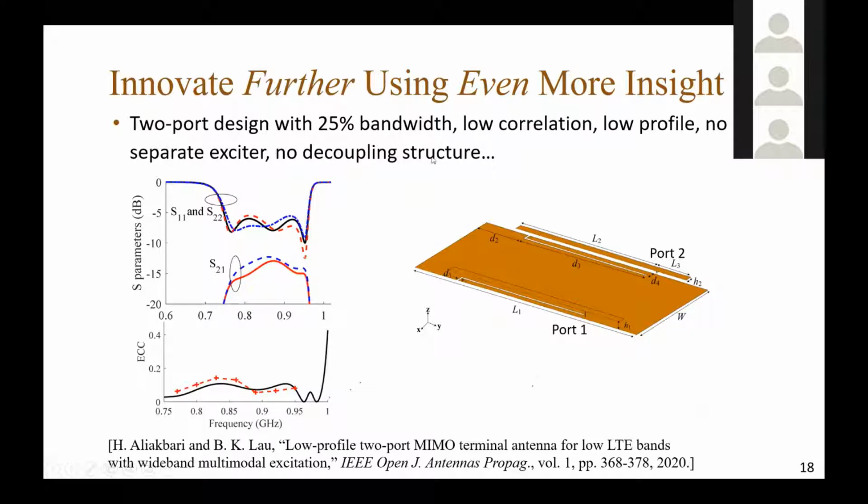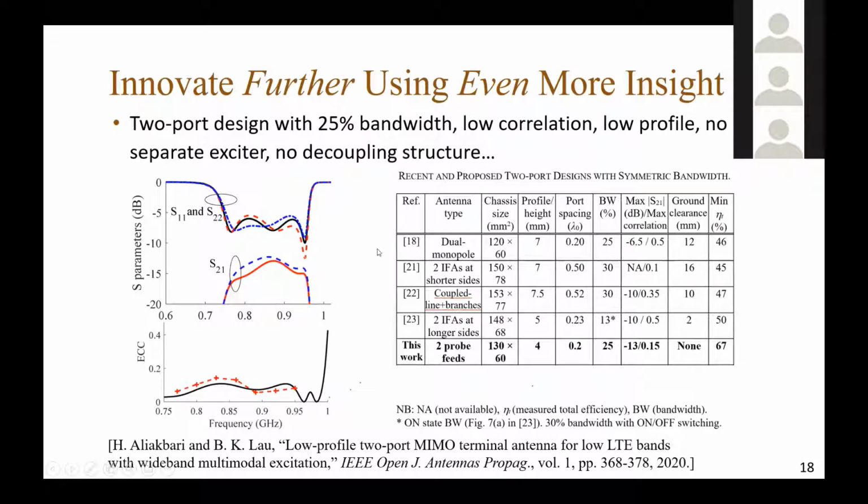So, a 2-port design with 25% bandwidth, low correlation, low profile, no separate exciter, no decoupling structure. So we are pretty happy with this performance here. But we need 30% if we want to fulfill all bands below 1 GHz. And if we look at the literature, what we have found is that our design is competitive with most of the designs here, except for one, especially from the point of view of bandwidth and low correlation.